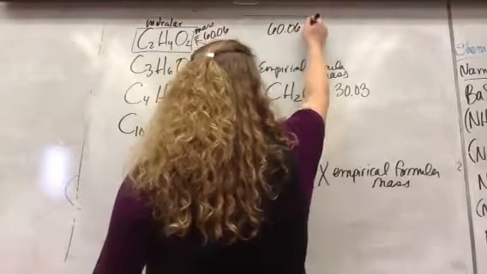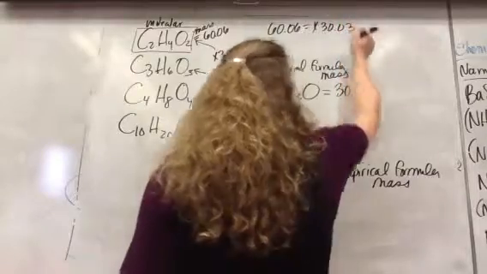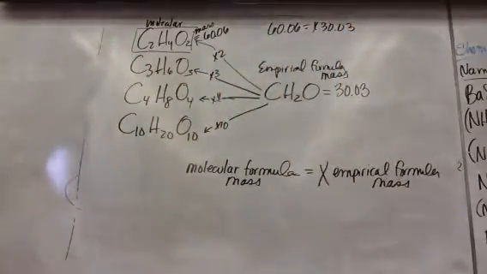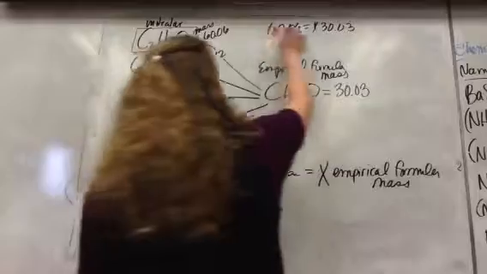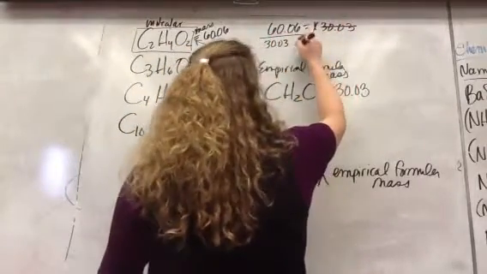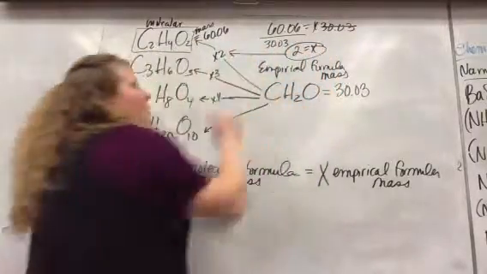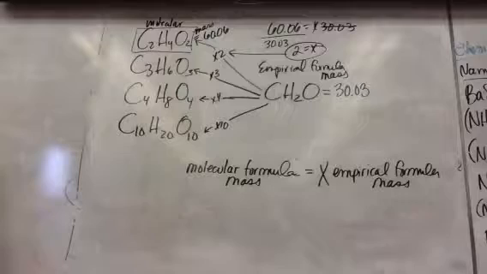60.06 is equal to some number x times 30.03. What's x? Two. Okay. Well, guess what? That's what you already knew. That's all you have to do.